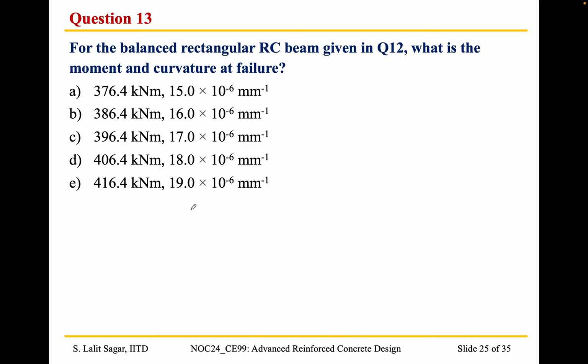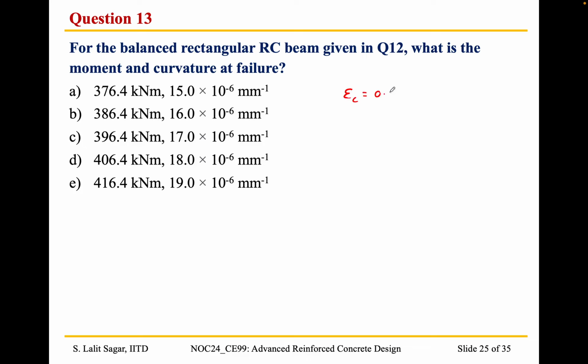And for the balanced rectangular section, what is the moment and curvature at failure? This can be done through hand calculation also, because we already know the value of epsilon c, and we know the value of x.